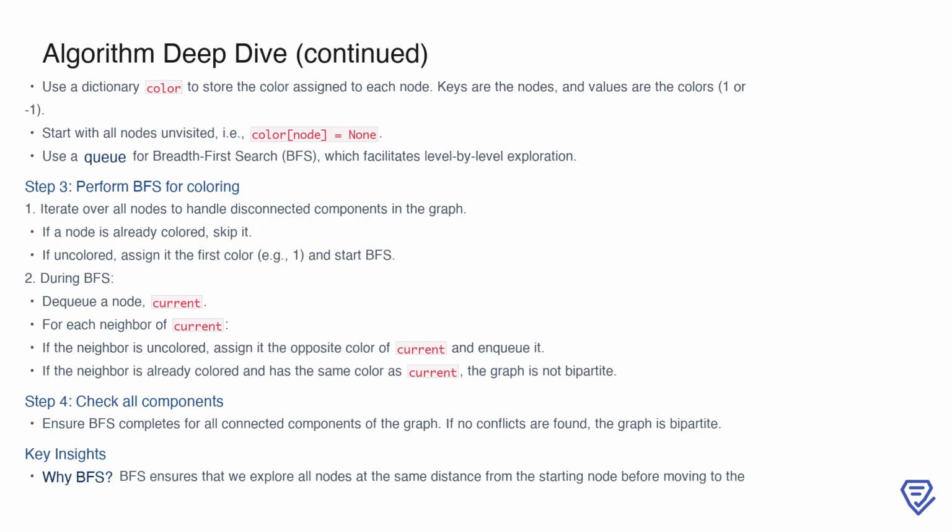During BFS, we dequeue a node and explore its neighbors. If a neighbor is uncolored, we assign it the opposite color of the current node and enqueue it.